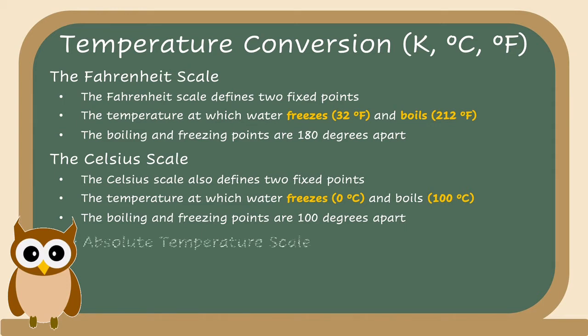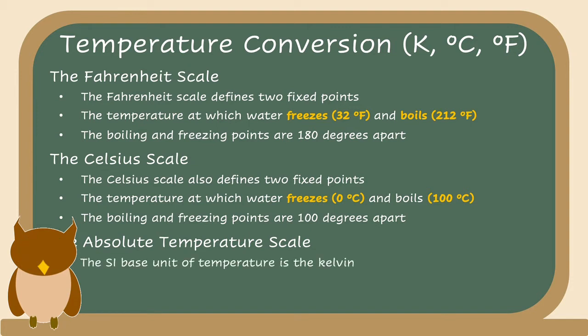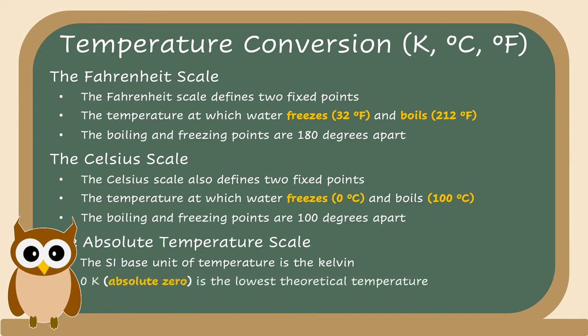Now, the Kelvin scale, sometimes referred to as the absolute temperature scale, has its base unit for temperature in the International System of Units, whereby 0 Kelvin is the lowest theoretical temperature possible. At this temperature, the particles in an object cease to move and have zero kinetic energy. On the Kelvin scale, a 1 degree increase is also a 1 degree increase on the Celsius scale.